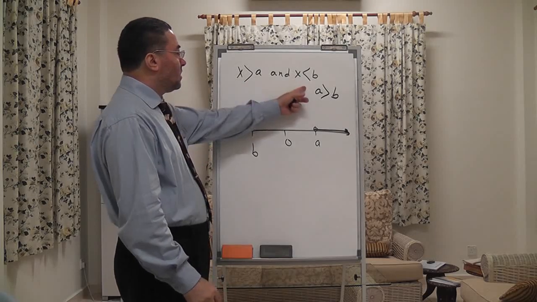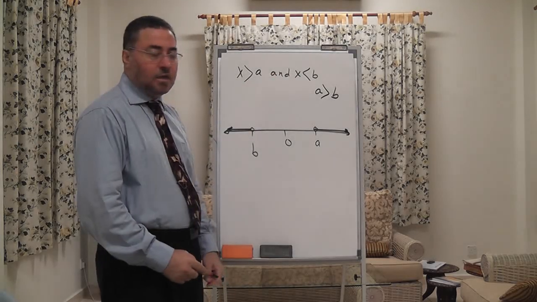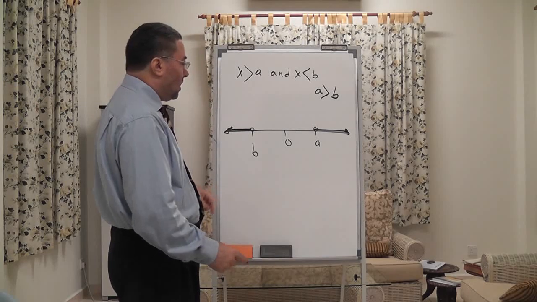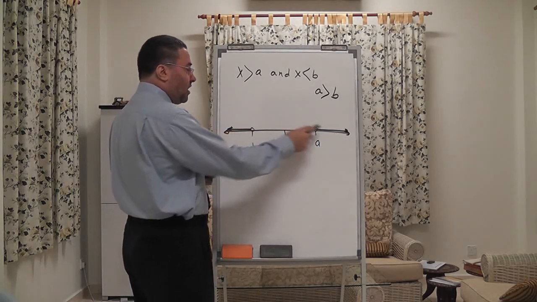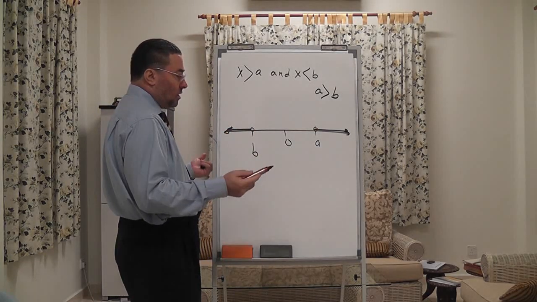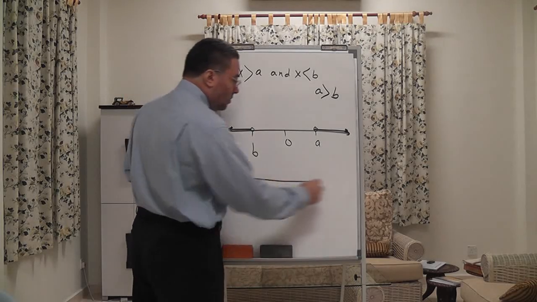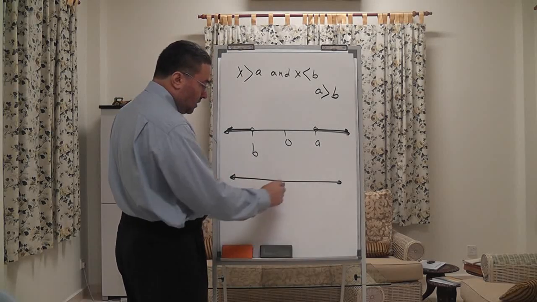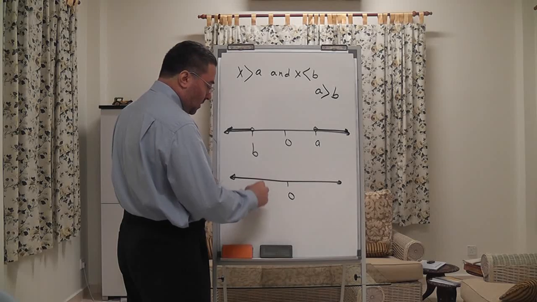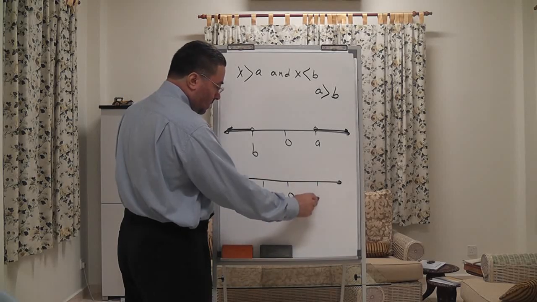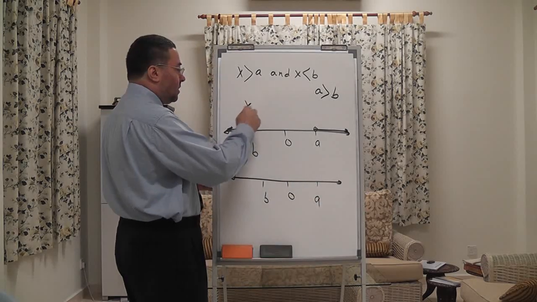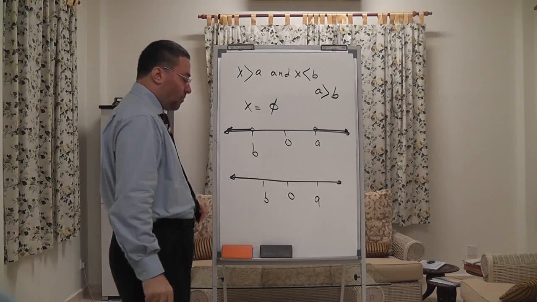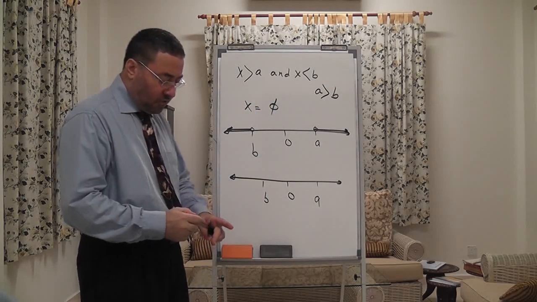Here, these two inequalities are tied up by the word and, so this is a conjunction. And we are looking for an overlapping region, and there is none. So the solution set in this case is a null set. And this is the graph of the null set.